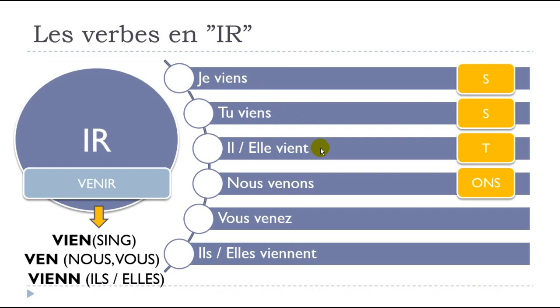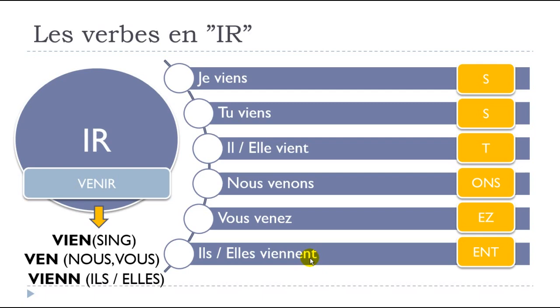And then it was quite fast. But then for nous and vous, okay, you will put this V-E-N, all right, and you will add the ending O-N-S for nous, E-Z for vous, okay, and you get nous venons, vous venez. And the last part, remember, for il, elle, you will put back this V-I-E-N, and you will put the ending E-N-T, and you'll get ils viennent, elles viennent.